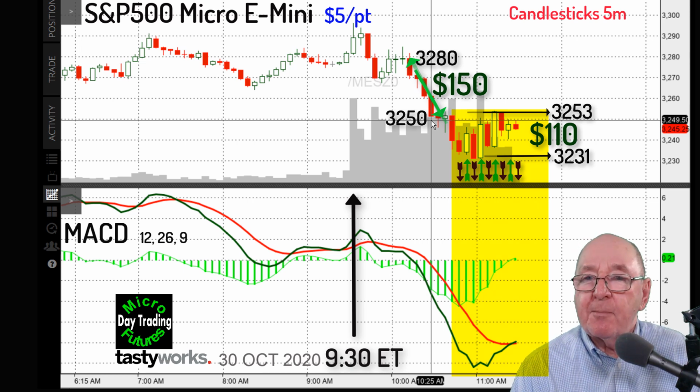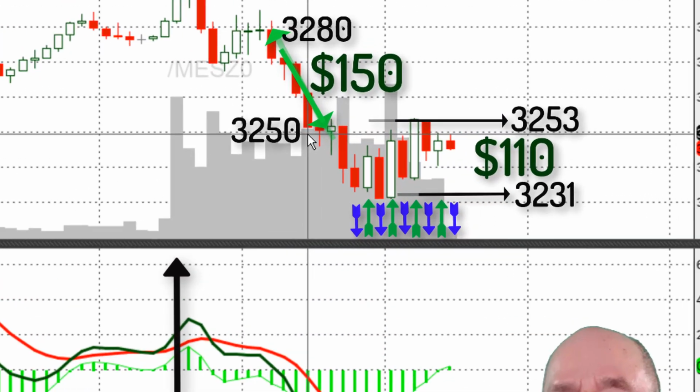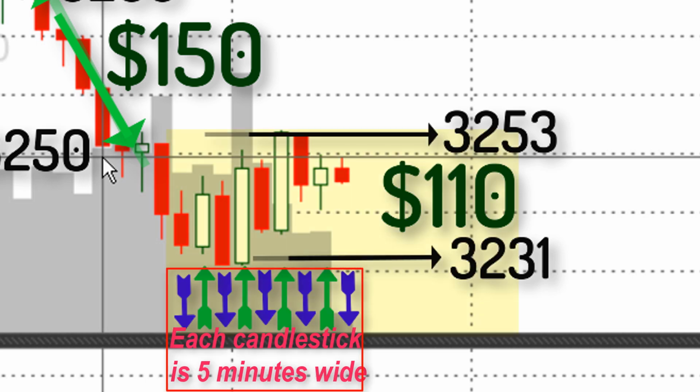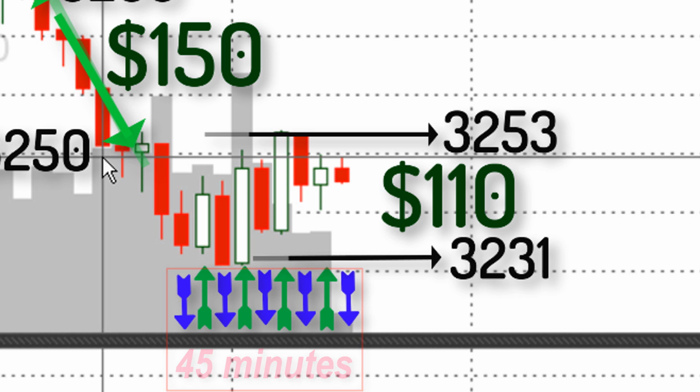Now, but look what happens. See the alternating red and white candlesticks there. The market's going up and down $70 or $80 every 5 minutes for 1, 2, 3, 4, 5, 6, 7, 8, 9. That's 45 minutes, and every 5 minutes the market jumps about $80 in the other direction. This is an almost impossible time to try and make any significant money if you're going to trade with one or two contracts, which I recommend for beginners.